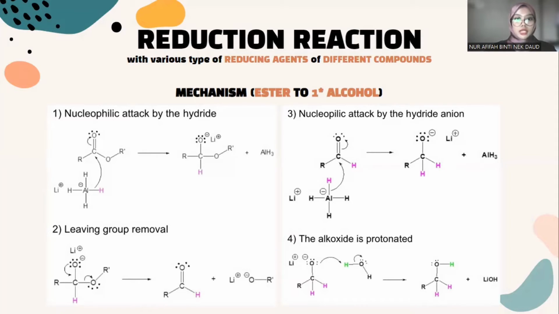The hydride ion that acts as the nucleophile from the reducing agent will attack the carbon, followed by the removal of the leaving group. After that, the hydride ion will attack the carbon for the second time, and the alkoxide will be protonated by accepting the proton.